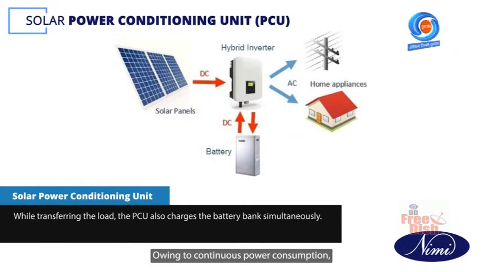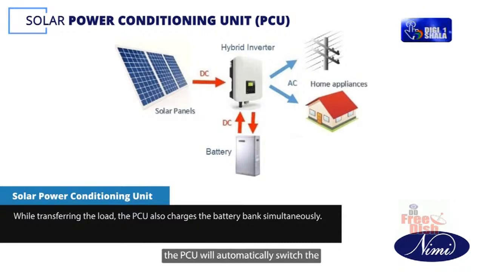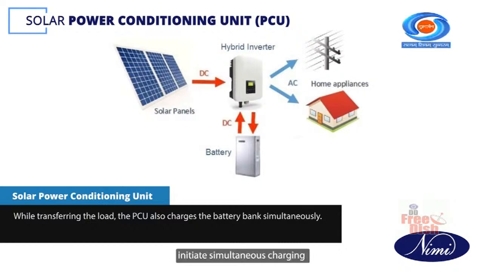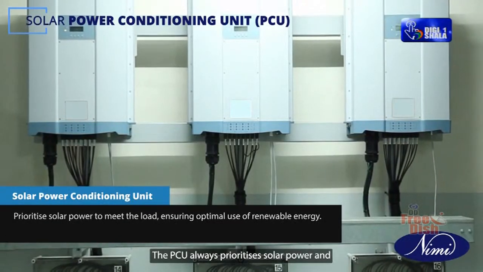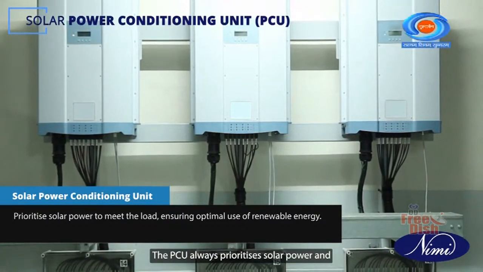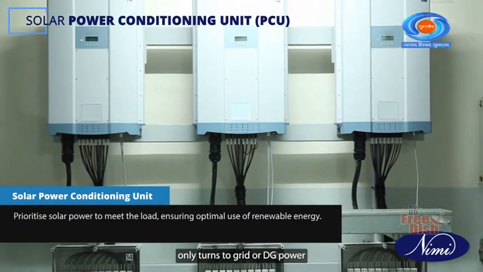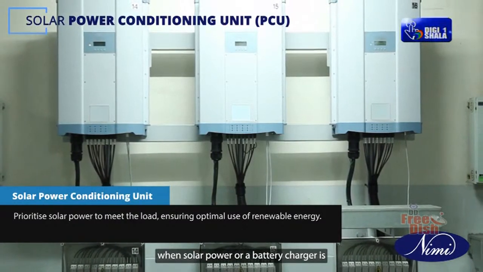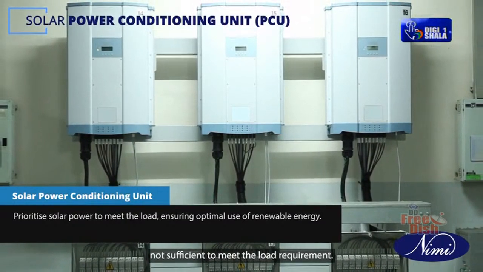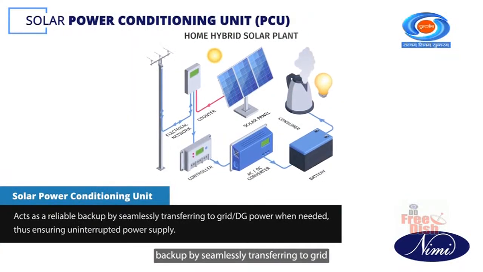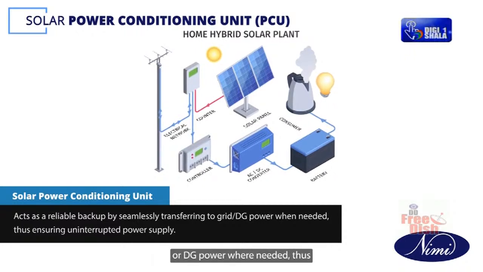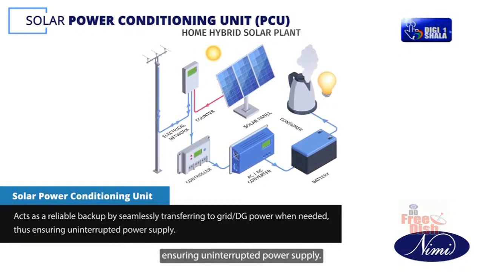Owing to continuous power consumption, the PCU will automatically switch the load to grid or DG power and initiate simultaneous charging if the battery voltage drops below a predetermined threshold. The PCU always prioritizes solar power and only turns to grid or DG power when solar power or a battery charger is not sufficient to meet the load requirement. It acts as a reliable backup by seamlessly transferring to grid or DG power when needed, thus ensuring uninterrupted power supply.